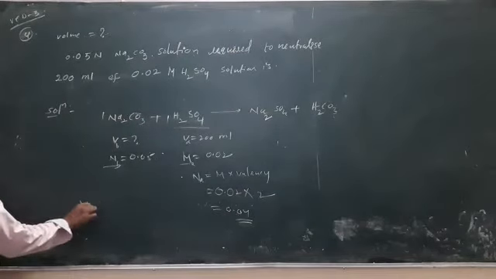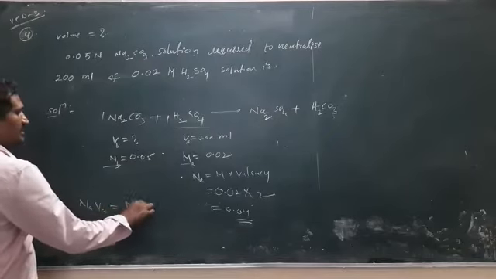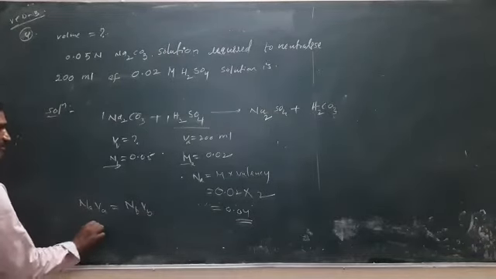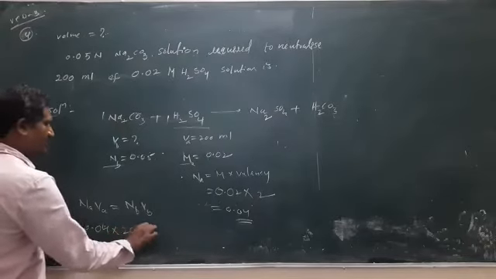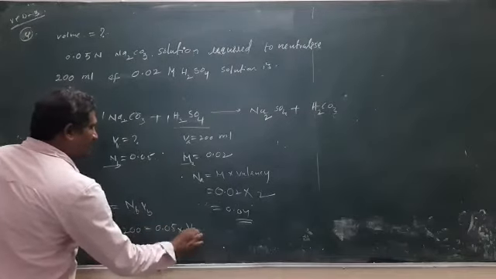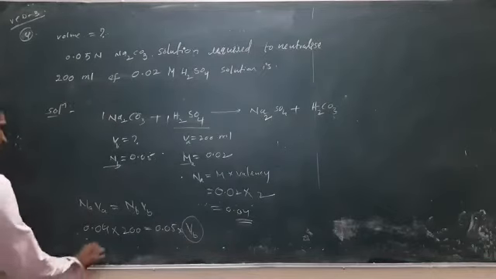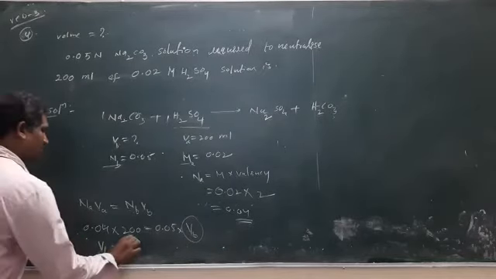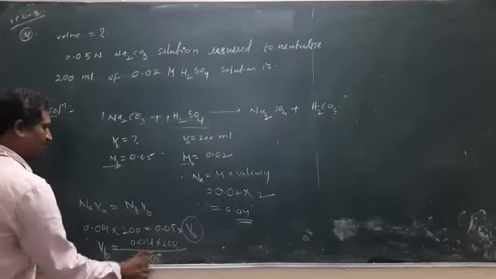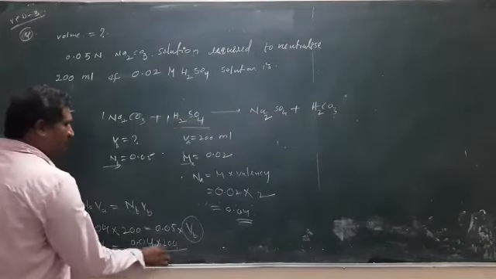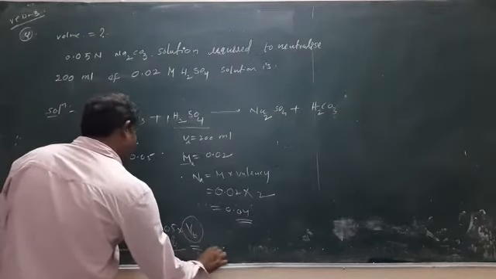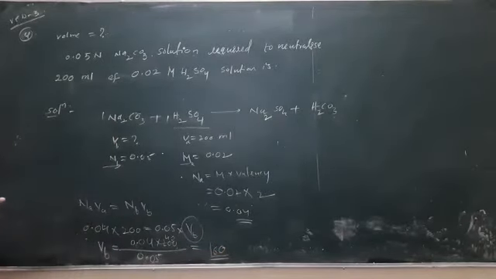So you know the formula, NaVa equal to NbVb. So Na equal to 0.04, Va equal to 200 ml, and normality of B equal to 0.05, into the volume of B, which we have to calculate. So volume of B equal to 0.04 into 200 by 0.05. Here 0.05 cancels, 5 1 5 40 jump, so 4 4 jump 16, so 160 ml.